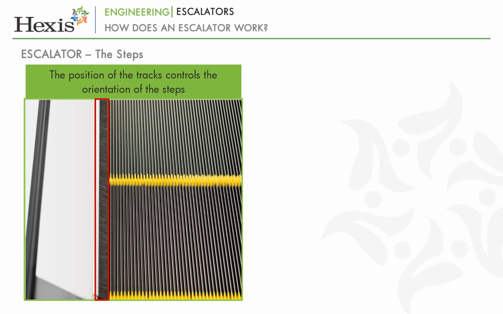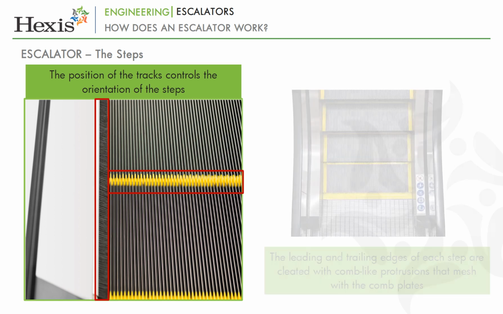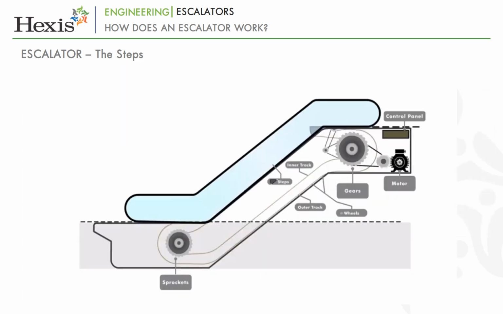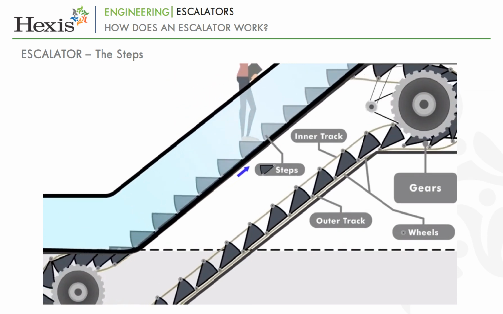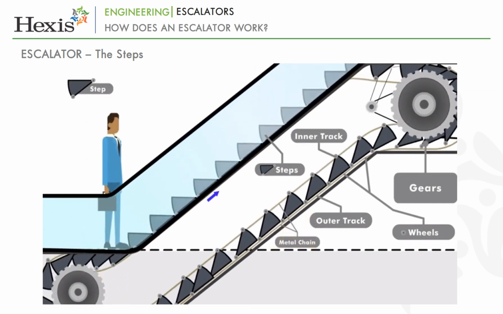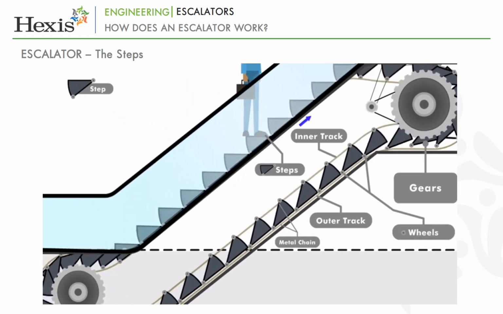Rubber mats may be affixed to their surface to reduce slippage, and yellow demarcation lines may be added to clearly indicate their edges. The leading and trailing edges of each step are cleated with comb-like protrusions that mesh with the comb plates on the top and bottom platforms. The steps are linked by a continuous metal chain, so they form a closed loop where each step is able to bend in relation to its neighbors.